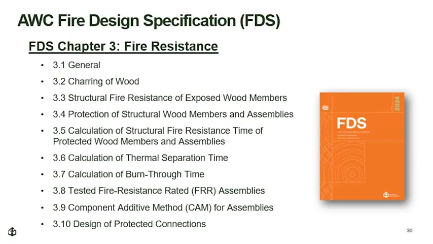And then more detailed provisions using the same mechanics-based model are provided in Chapter 3 of the AWC Fire Design Specification. Like the NDS, the FDS can be used for calculating the fire resistance of exposed wood structural members. But the FDS provides far more guidance than the NDS. For example, the FDS has provisions for calculating the fire resistance of protected wood members, fire resistance rated assemblies, and connections that can be designed using the NDS, or protection of those connections, that is.